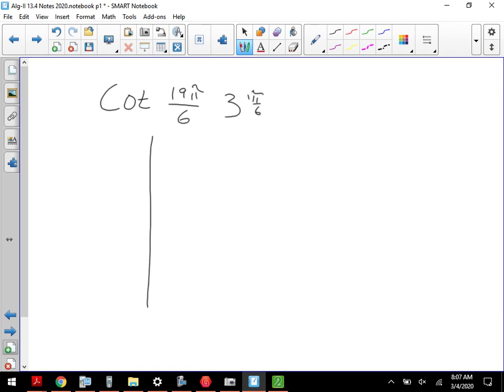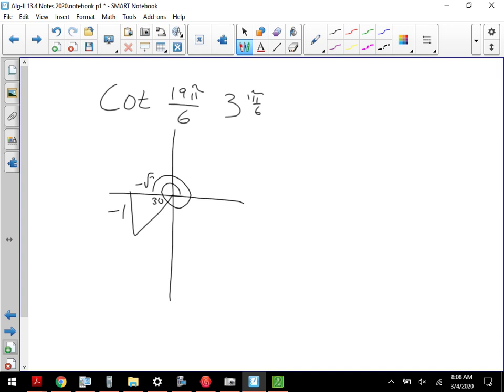So we have to count. Ready? 1 little, 2 little, 3. And then it dropped 1/6. So I'm going to be in the third quadrant. Pi over 6 is a 30-degree reference angle. So this is a negative 1, this is a negative root 3, and this is a positive 2 when I draw my triangle. Now, cotangent is the reciprocal of tangent. Tangent would be opposite over adjacent. Cotangent would be adjacent over opposite. So it would be negative root 3 over negative 1, which is root 3.